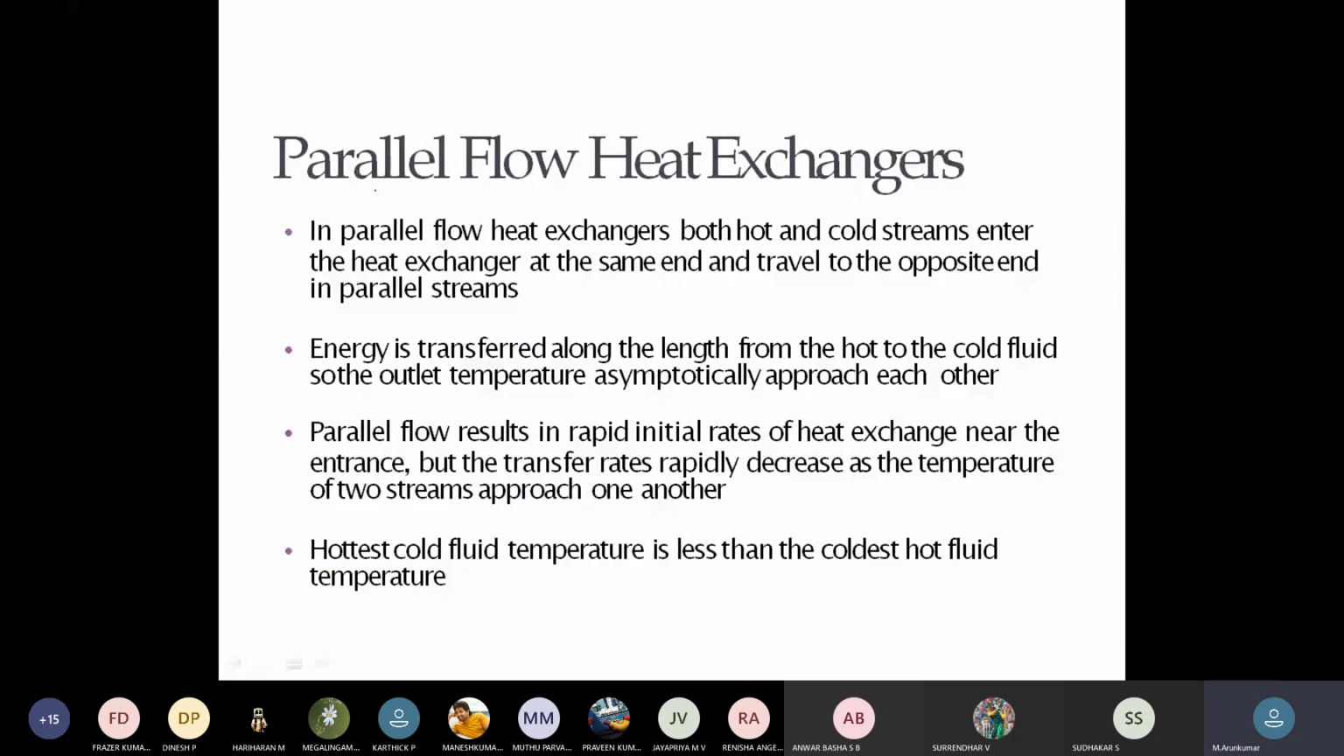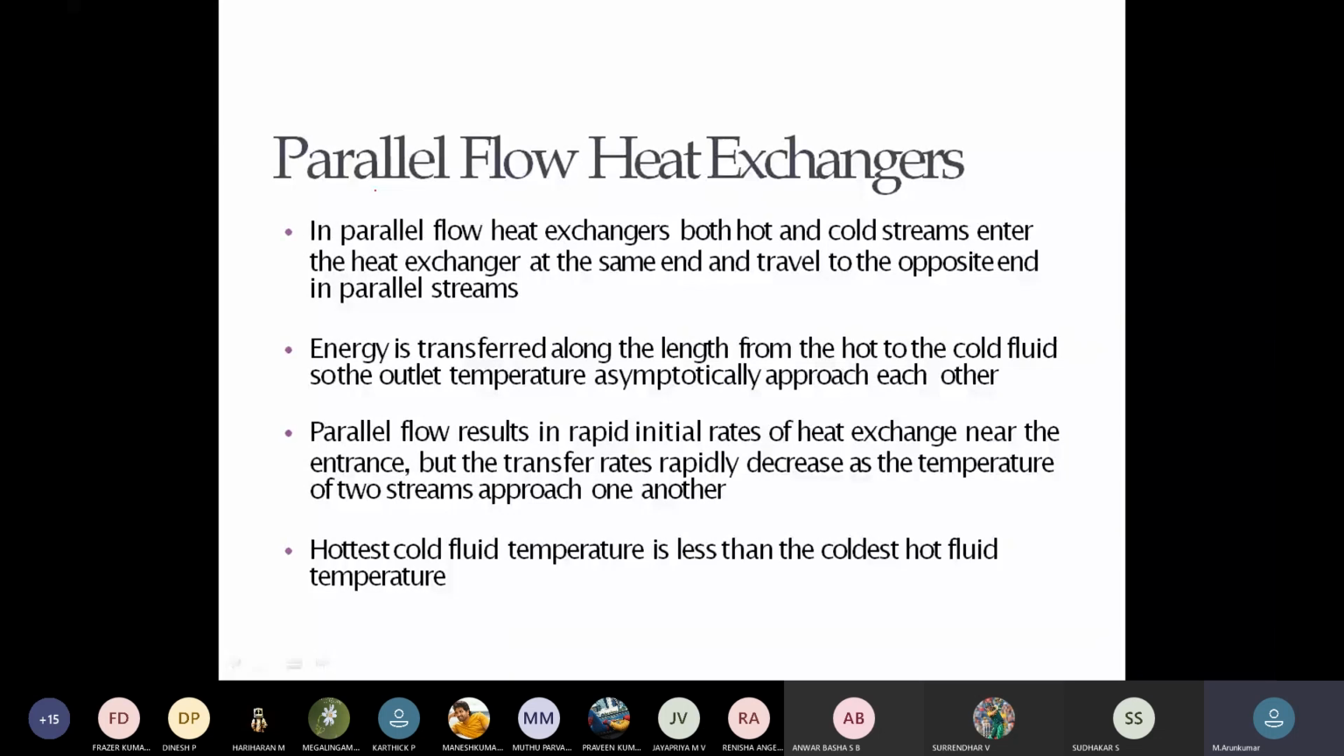In parallel flow heat exchangers, both hot and cold streams enter the heat exchanger at the same end and travel to the opposite end in parallel streams. So the thing is, we have to pass the fluid parallelly. We give both the high temperature fluid and the low temperature fluid on one side, and we take both out on the other side.